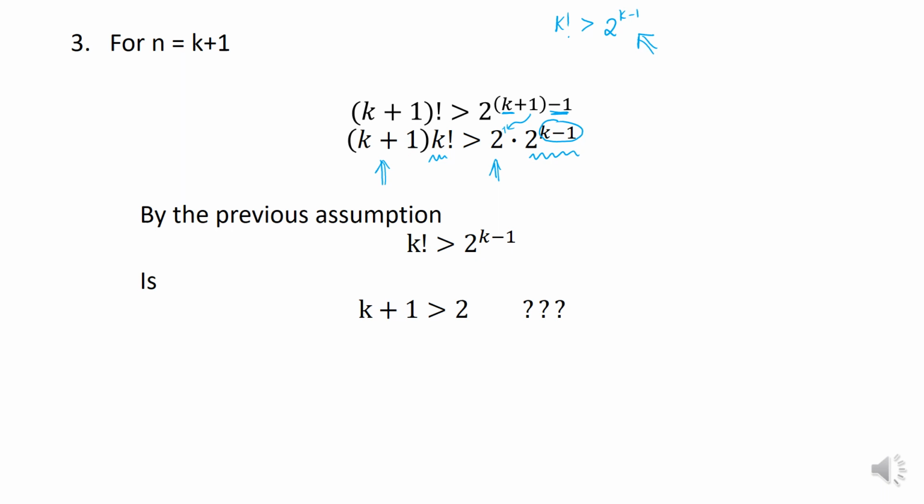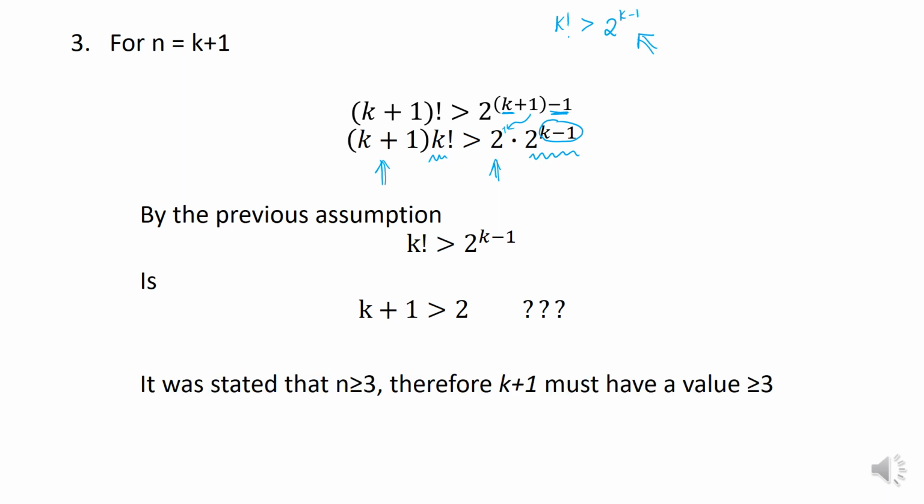Well, given our initial condition that n should be 3 or bigger, it was stated that n is greater than or equal to 3. Therefore, k plus 1 must be greater than or equal to 3 plus 1, which is 4, or 4 plus 1, which is 5. So it must be greater than or equal to that. So the left must be greater than the right. And so the whole statement is true for n equals k plus 1.